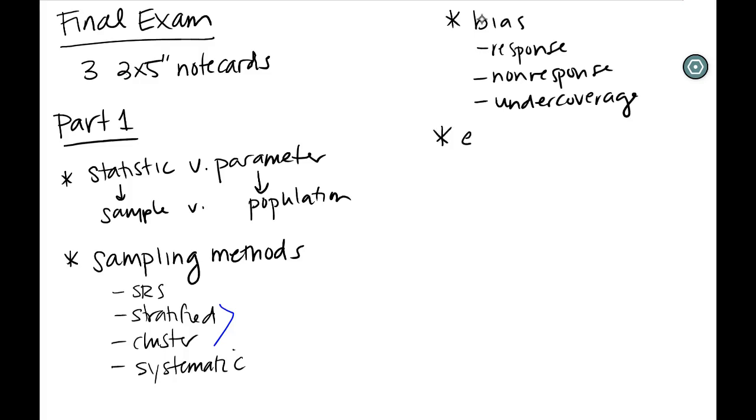Next, we did experiments versus observational studies, and we talked about these as we've gone through some of the studies in the recent days, right, the past weeks. Experiments, we give people a treatment. Observational studies, we do not. Experiments are great because we can actually make sure that we're controlling for confounding variables. We actually have the ability to say this caused that.